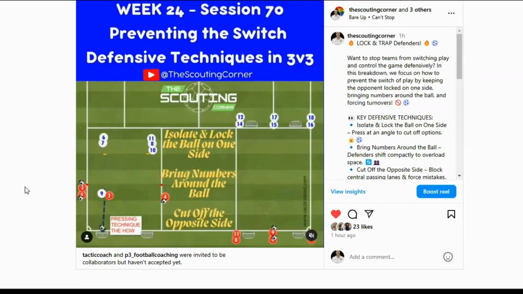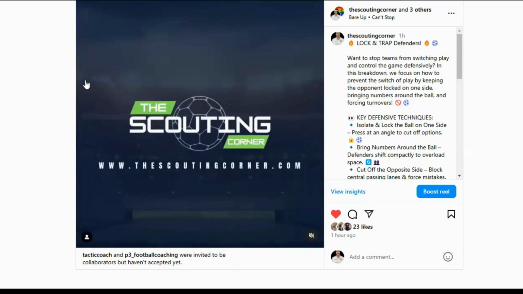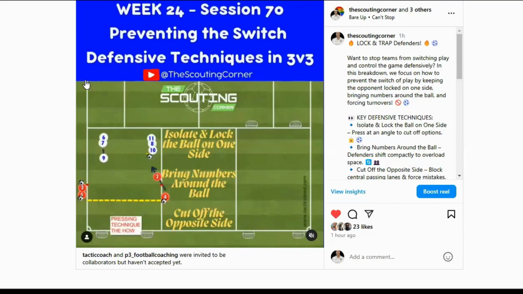Like I said, defender plays the ball, they lose the ball. It's a quick switching on the point of attack. At this point, I make sure that the attackers are still dominating because I want to just focus on the speed, angle, intensity, and the mindset and the technique on the how to press the ball. So I want to make sure that the attackers are more successful than defenders.